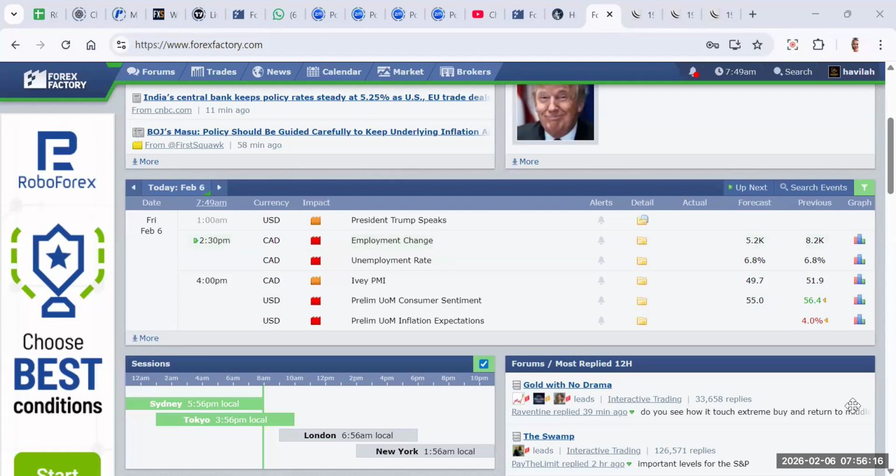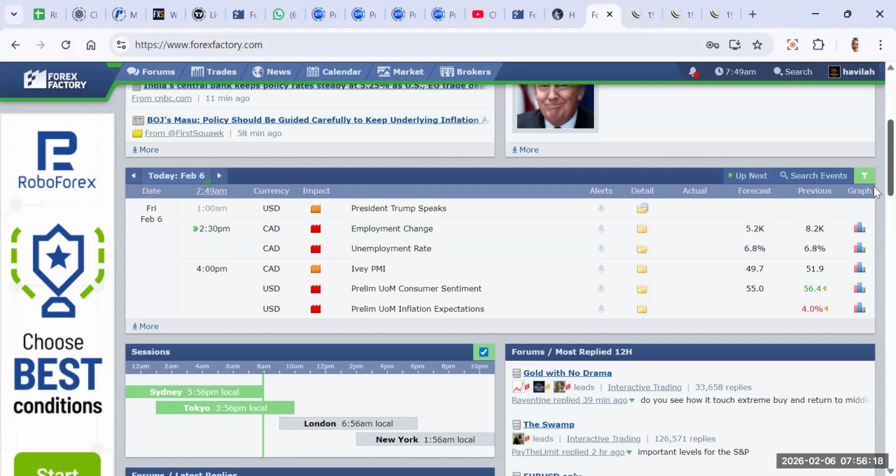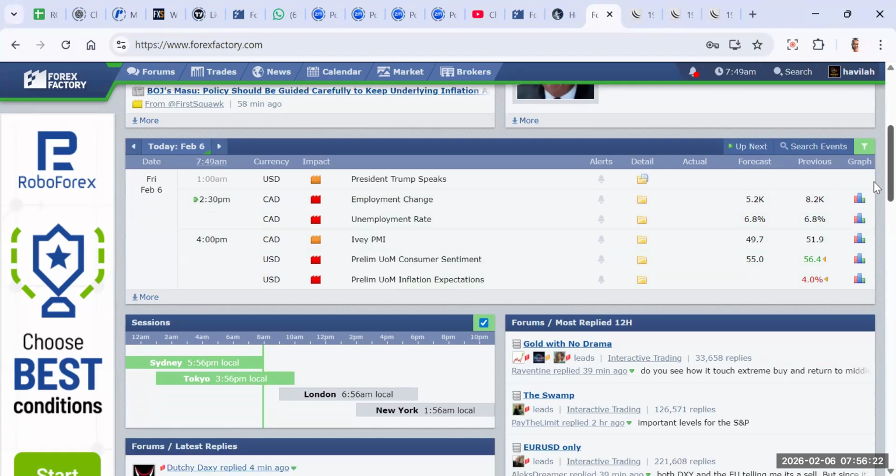Today is Friday, the 6th of February, 2026. Now, as usual, we'll look at our fundamentals and we'll go to the chart to check the technicals. There are quite a number of fundamental events today.